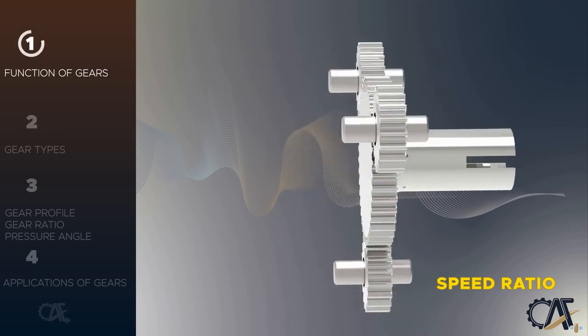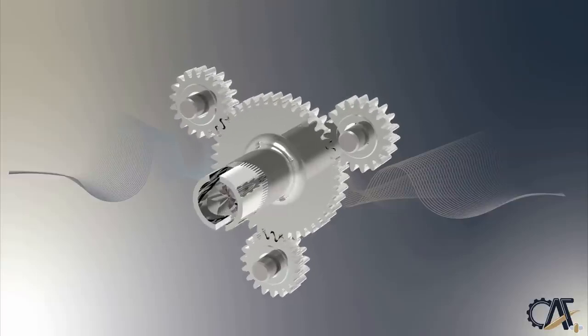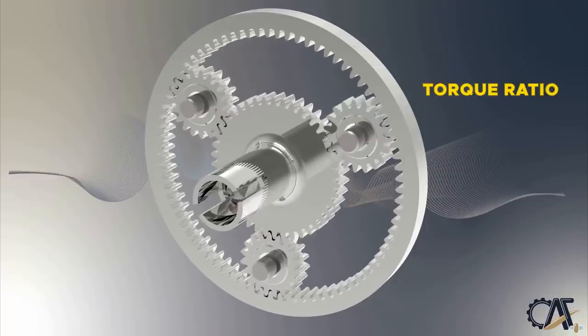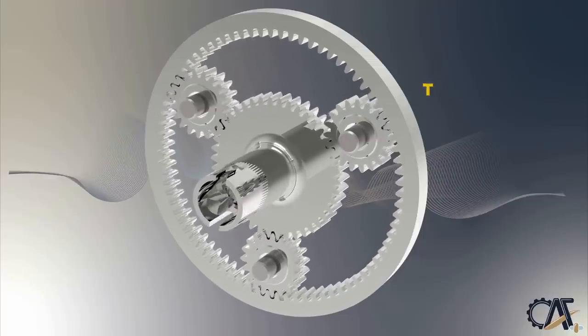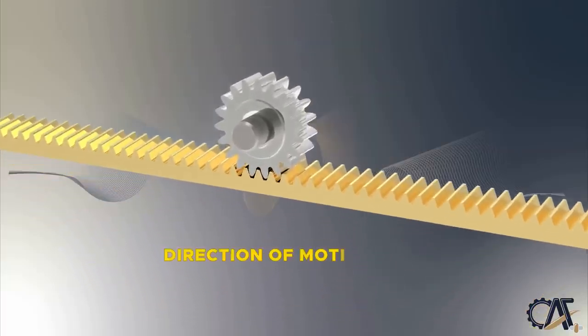First is speed ratio. By using different sized gears, the input to output rotational speed of shafts can be changed efficiently. The second usage is for adjusting the torque ratio of the system. Lastly, gears are useful means for changing the direction of rotation or converting a rotational motion to a translation motion.